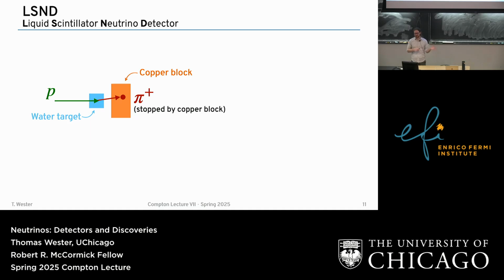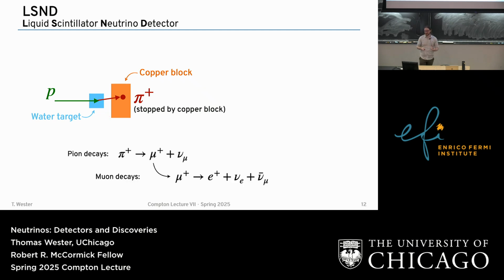Instead of smashing the protons into a target and then having the pions travel and then decay, they actually put a block of material after the target to stop all the pions in place. So the proton interacts, the pion is produced, but then they put this copper block in front, and the pion stops in the middle of that copper block. Now that pion's at rest in the middle of the copper block, it still decays, but it has a different energy and a different flavor composition than you would expect from a neutrino beam experiment, like the T2K experiment.